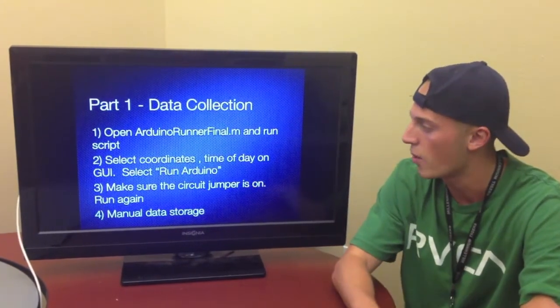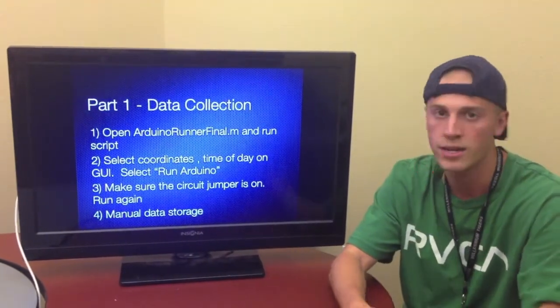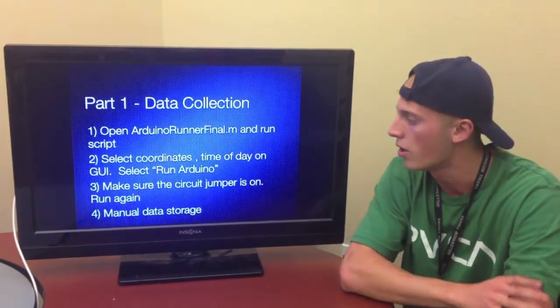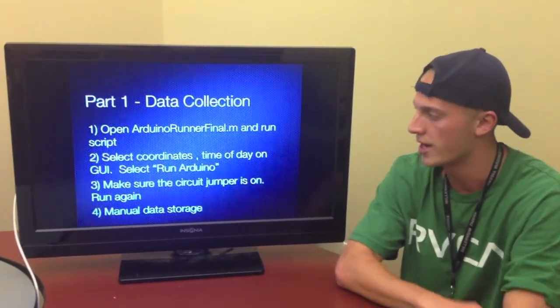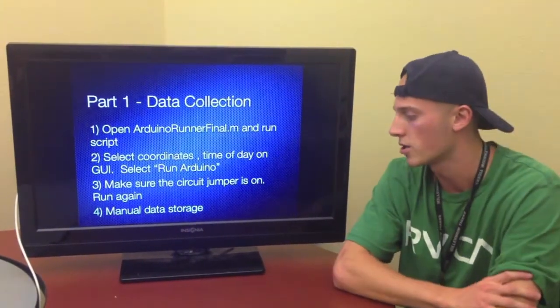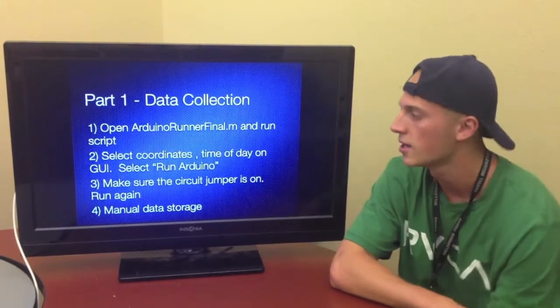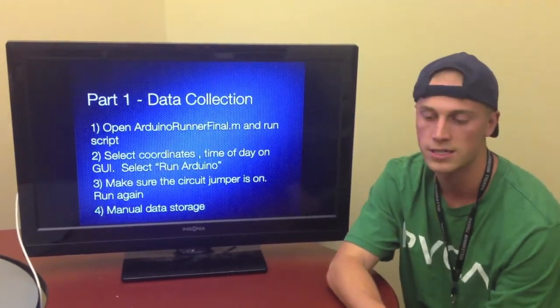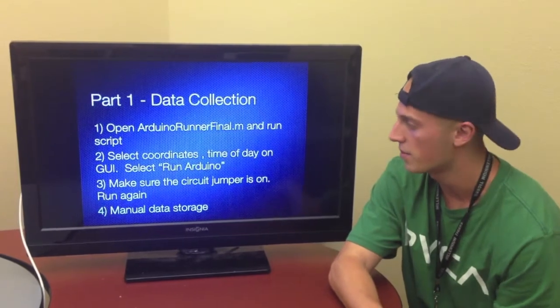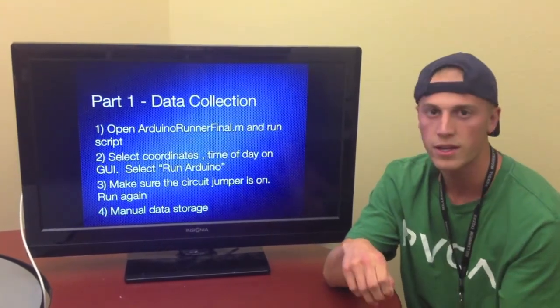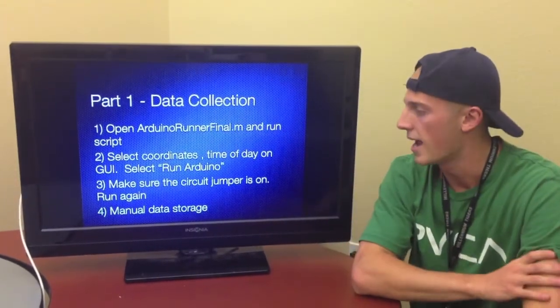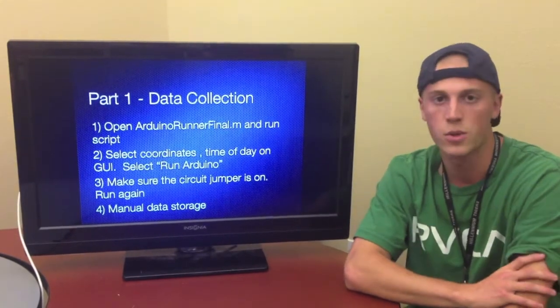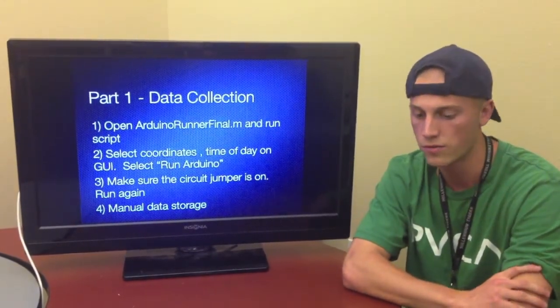And then that's going to go away and you're going to select the time of day, and there's instructions on the GUI, and then you're going to hit run Arduino. Assuming your module is plugged in correctly, it's going to begin taking 256 data points, and then it's going to stop, and you're going to take your circuit jumper off of it, and press enter, and it's going to store the next 256 data points into another variable.